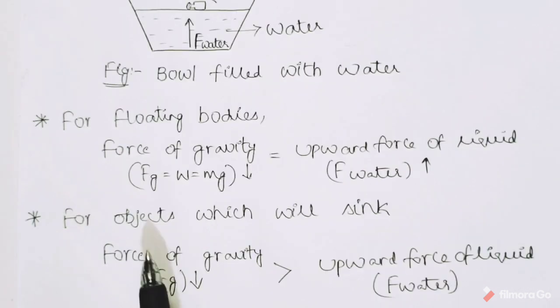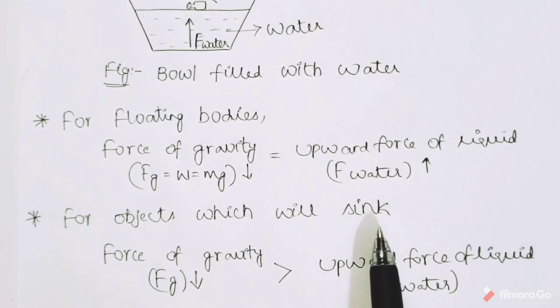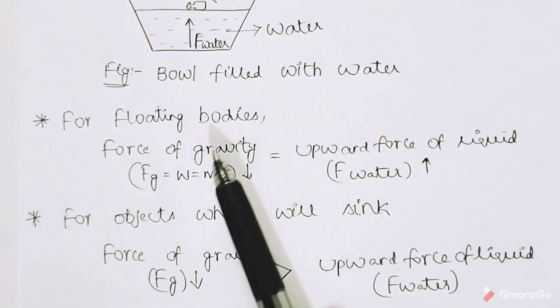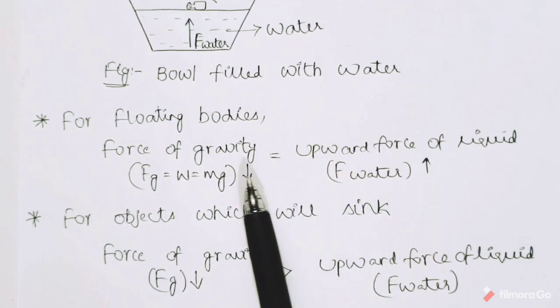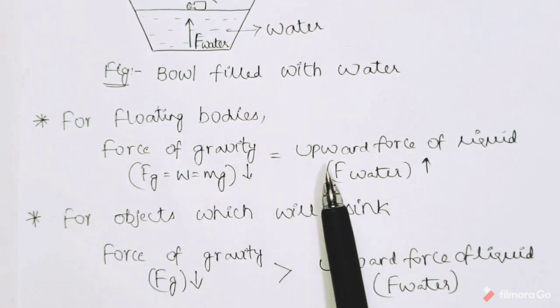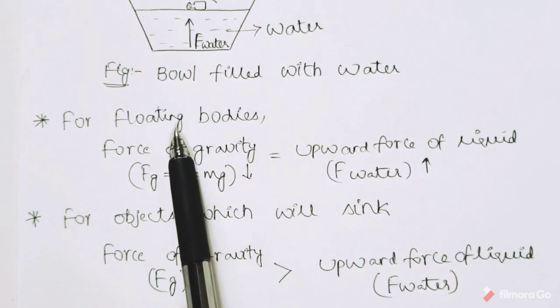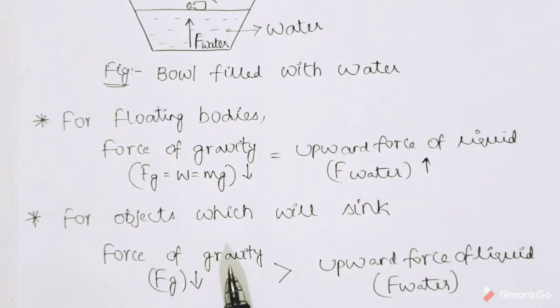Whenever the force of gravity acting in the downward direction is equal to the force of the water which acts in the upward direction, whenever these two magnitudes become equal, then the object floats. For objects which sink inside the water, the force of gravity is much greater than the upward force of the liquid. Here what is the liquid? It is water. So whenever the gravitational force is greater than the force applied by the water, then only the object will sink. Otherwise it will float. When the force of gravity is equal to the force applied by the water, the object floats. Whenever the force of gravity is greater than the force applied by the water, the object will sink.